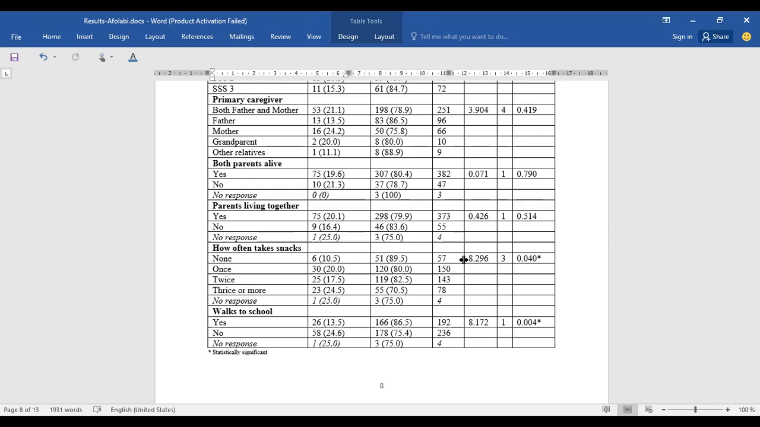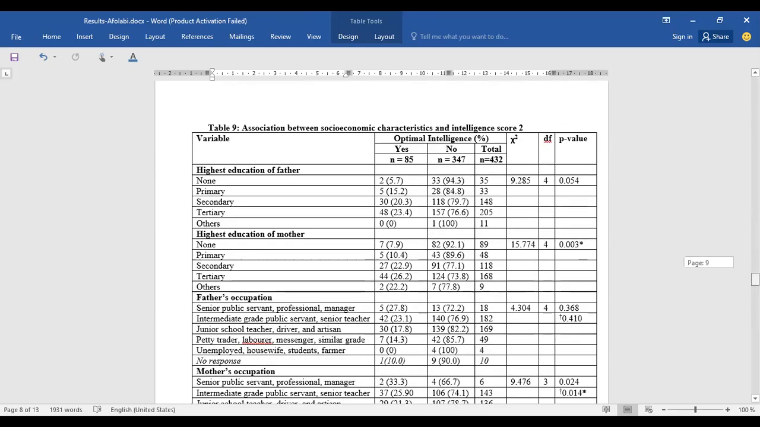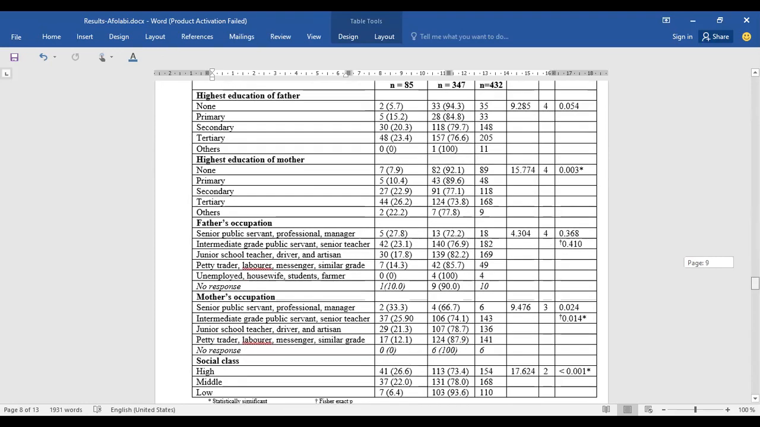That's all. Then for walk to school, the people that walk to school and those that don't walk to school. The people that don't walk to school, you know that their parents or somebody drops them off at school. So they are more likely to have higher, optimal intelligence. So it's not whether the car carrying you that makes you intelligent. It's because there's a confounder. The confounder is socioeconomic class. Most of those people that don't walk to school will be in private school.